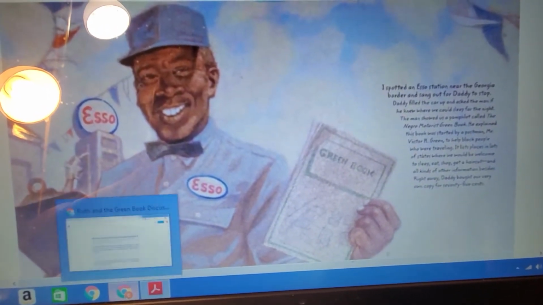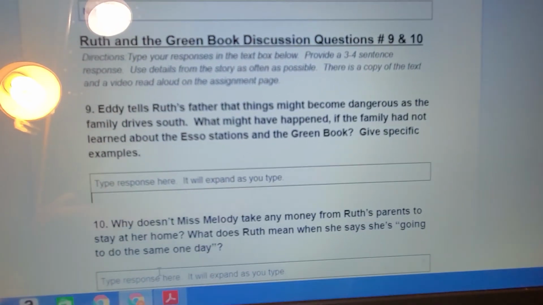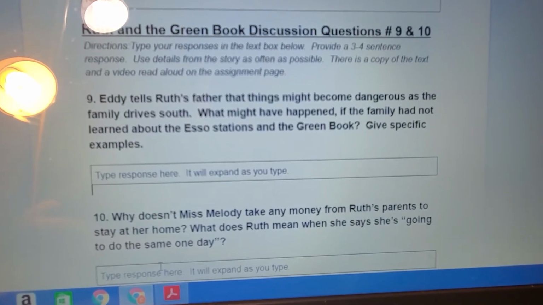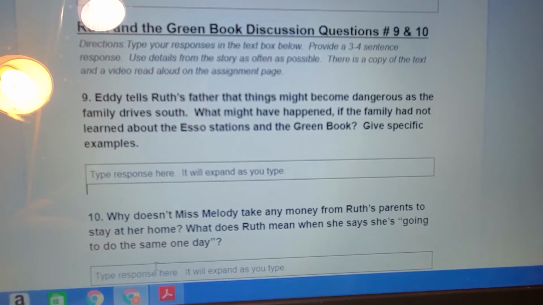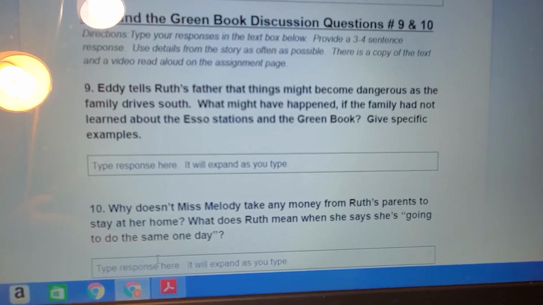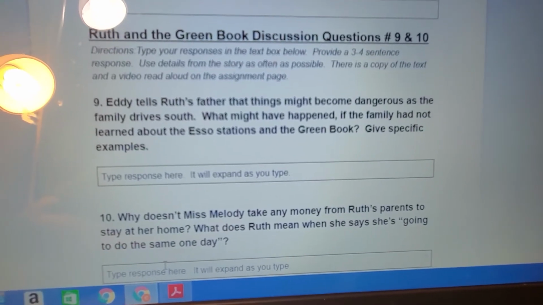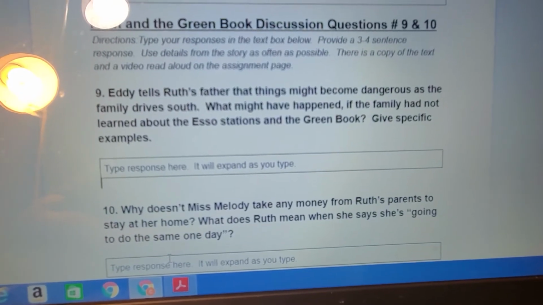So let's look at the questions for today. Two questions. Now remember, when you answer these questions, I'm looking for a complete response. 3 to 4 sentences. Okay, I'm not looking for a sentence, not even 2 sentences. I want you to provide some details. And these questions really get you to think about the text more deeply. So you're not just regurgitating answers from the text. You need to go beyond it.